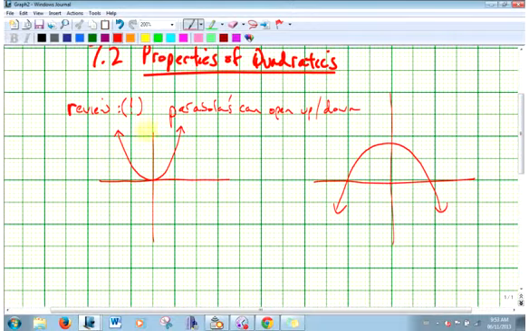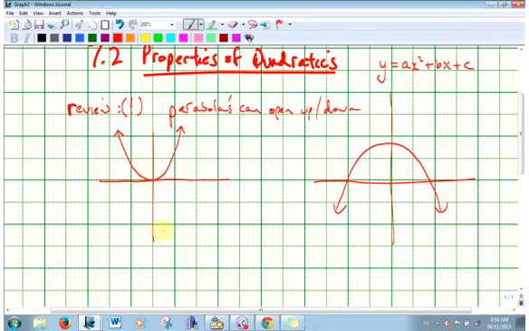Okay, so what else can we say about this thing? Parabolas, quadratics, they're all in the shape or the equation ax squared plus bx plus c. Okay? And because we have that square part, that's what makes it curvy. That's what makes it a parabola shape.